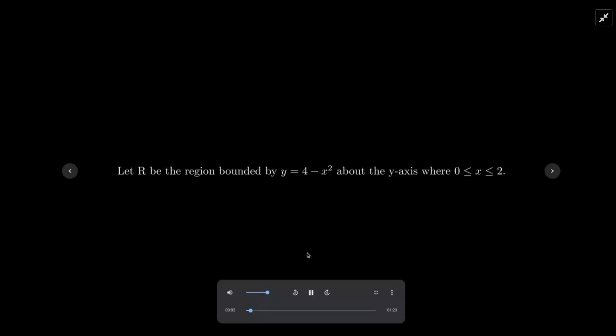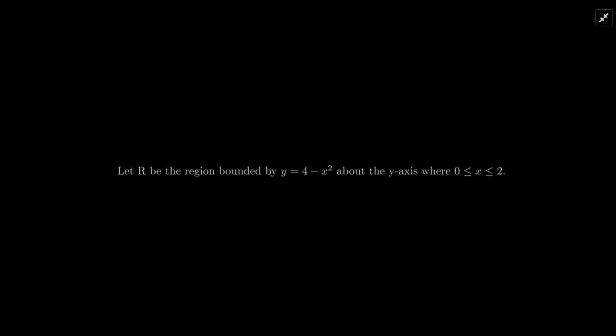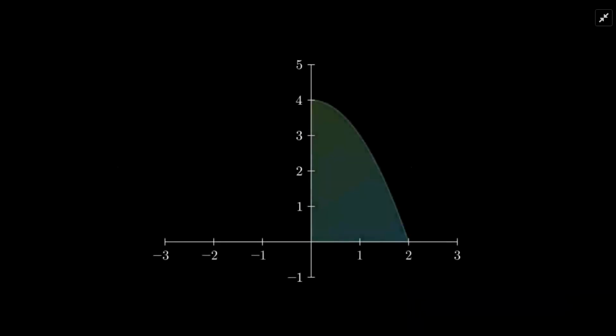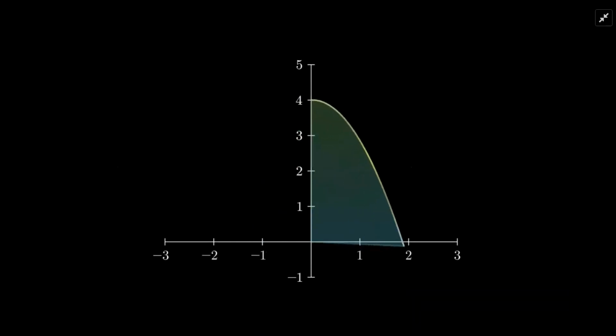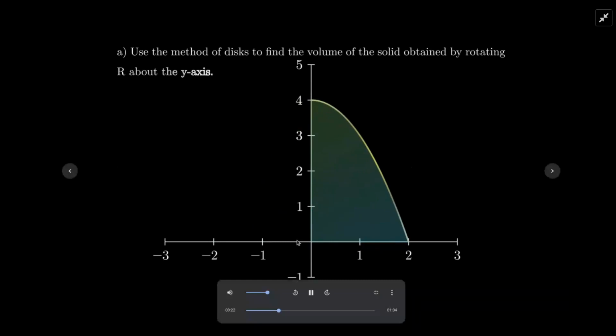So let's take a look at an illustration. Okay, I'm going to spin it around the y-axis, and you imagine a shape being carved out of 3D space. All right? Okay. So for the first part, we're going to use a method of disks. Okay. So let's imagine the shape is kind of like a mound, like a rounded mountain, sort of.